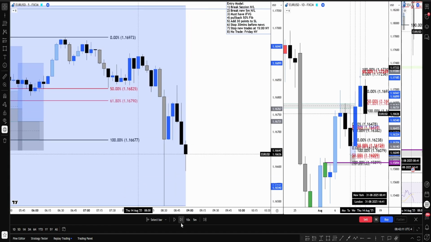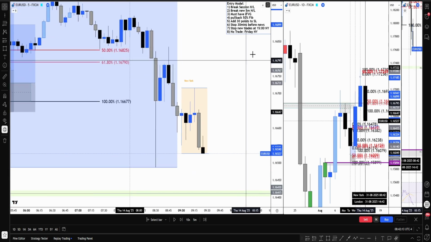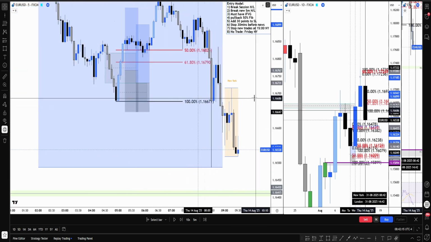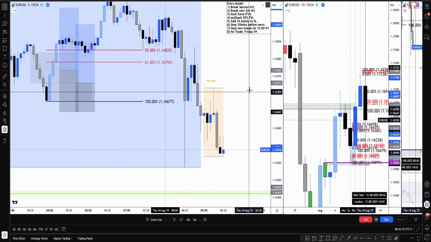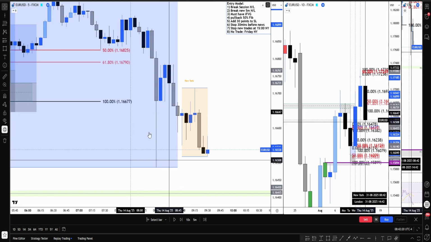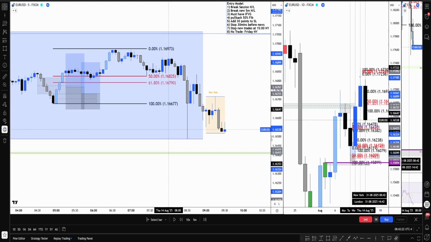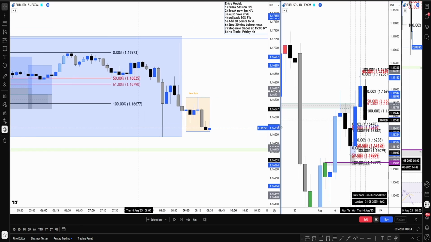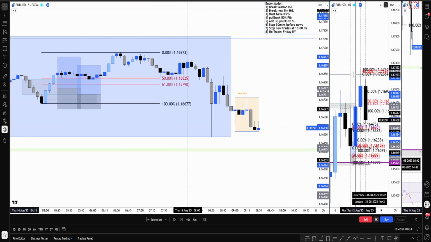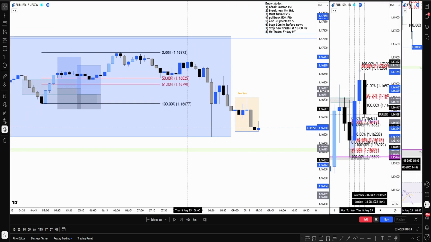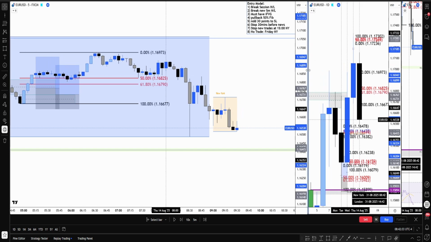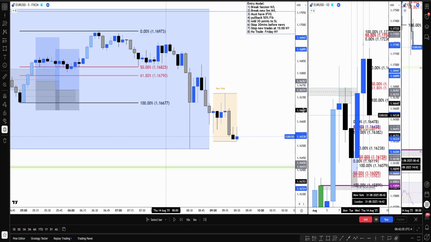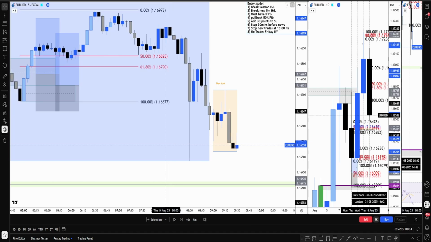All right, let's move. New York. All right, perfect. I like this. New York already actually took out the low of this. It touched this wick. This is the low of London. That big wick there, that is actually the low of London. So we already took out the London low technically, right?